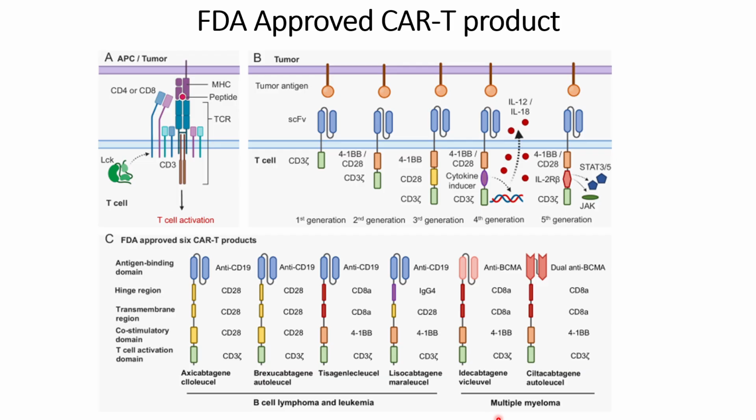In the case of multiple myeloma, they use the antigen binding domain as anti-BCMA or dual anti-BCMA, and the other parts remain the same. That is, CD8 belongs to the hinge part, and CD8A belongs to the transmembrane region. 4-1BB is the costimulatory domain, and CD3 zeta is for the activation of the T cells. So these are some of the FDA approved products that are currently being used against patients affected with B cell lymphoma and leukemia, and CAR-Ts are also being developed against multiple myeloma.